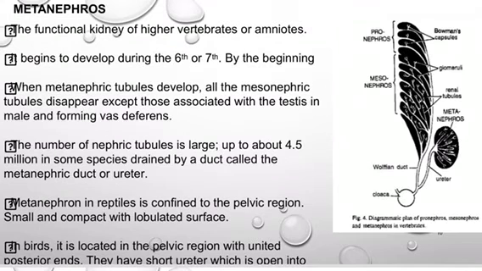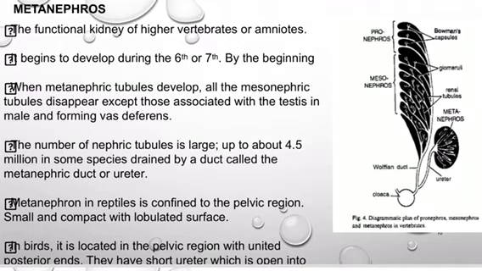Now let me talk about the metanephros. The metanephros is the functional kidney of higher vertebrates or amniotes. The metanephros begins to develop during the 6th or 7th week, and then you have metanephric tubules developing. All the mesonephric tubules disappear except the ones associated with the testis in males that will eventually form the vas deferens.